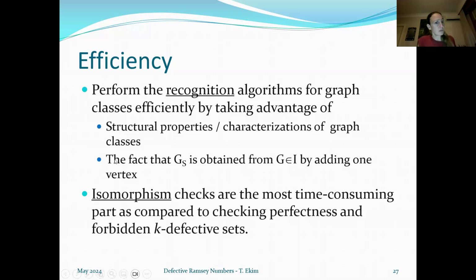And we also make use of the fact that the new graph is obtained from the old one by adding one new vertex. And the old graph was good. It had all the nice, desired properties. So if the new graph has a problem, it is because of the newly added vertex. So we can also try to take advantage of this fact. Okay, and the isomorphism check is most of the time the most time-consuming part. In the case of perfect graphs, it was the most time-consuming part.